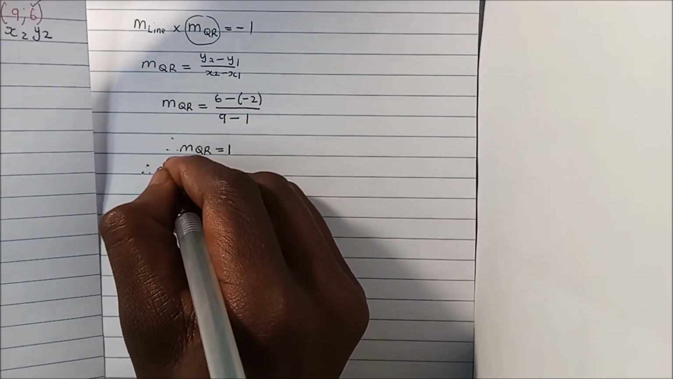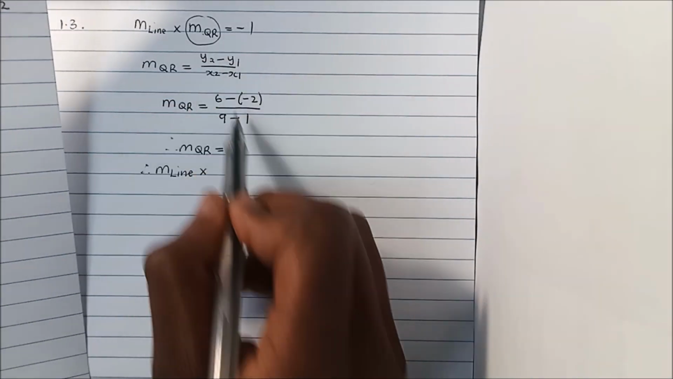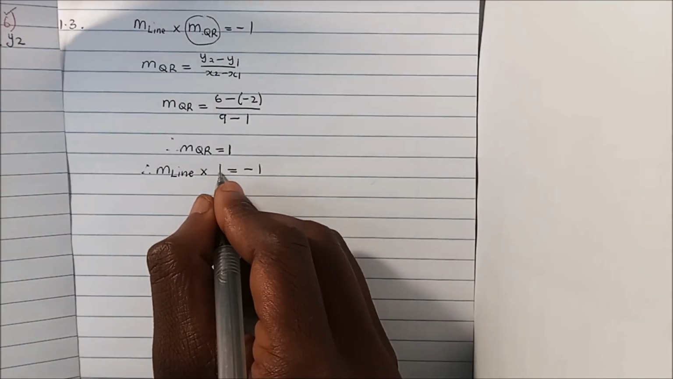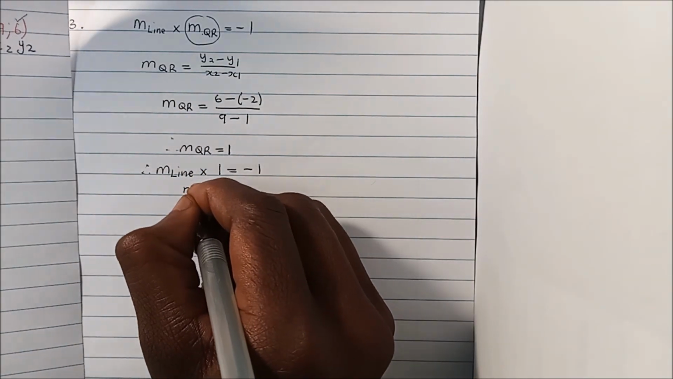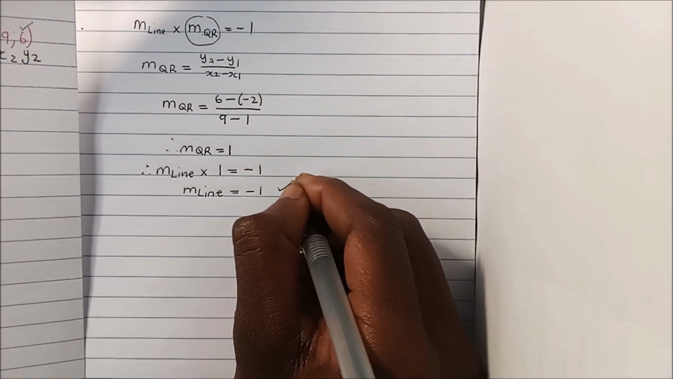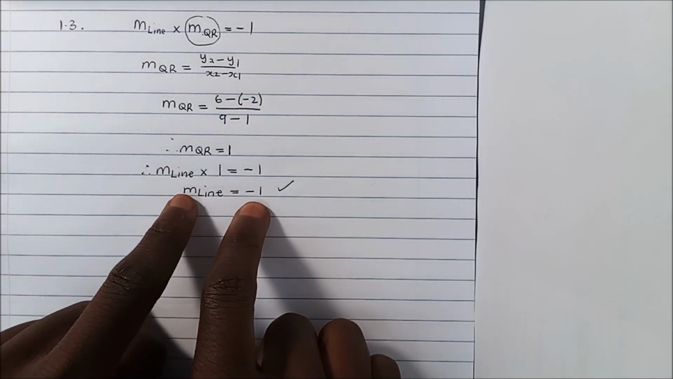So the gradient of that line multiplied by the gradient of QR, which is 1, equals -1. So 1 multiplied by this, that's just the gradient of the line equal to -1. So that's where we start. We have the gradient of that line.